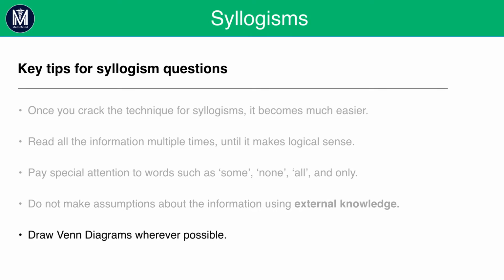And you should always draw Venn diagrams wherever possible. I found that whenever I do syllogism questions, whenever I draw a Venn diagram, it saves me a lot of time and it makes the question a lot easier. Now the issue is there are so many different types of syllogism that you might get in the exam. So what we're going to do now is go through every single syllogism type that you'll get, and go through a Venn diagram for each one as well as an example.